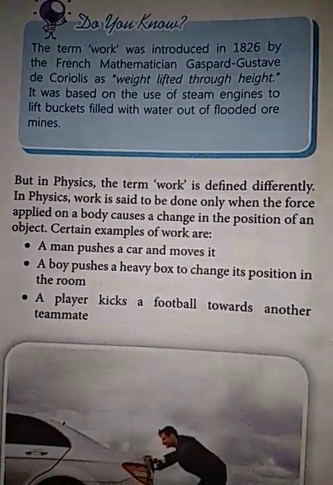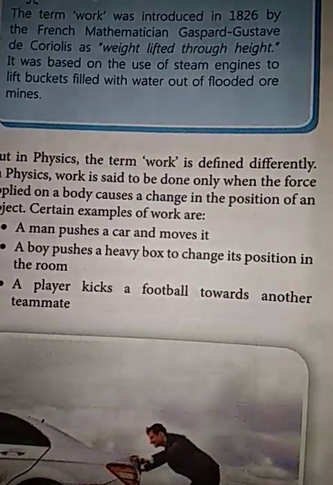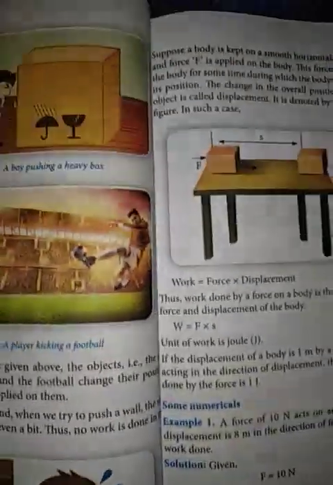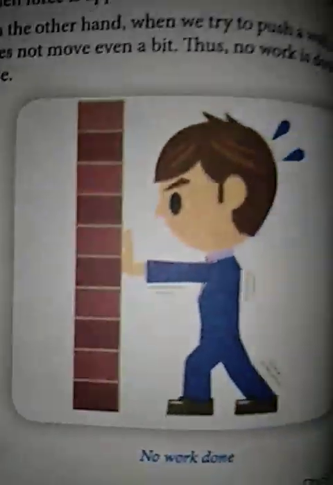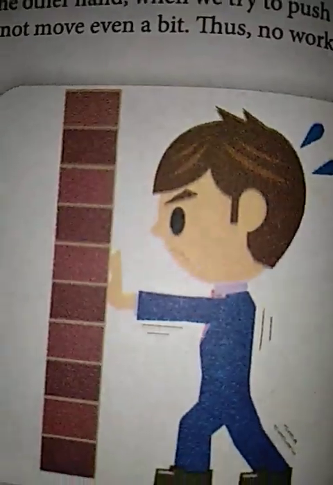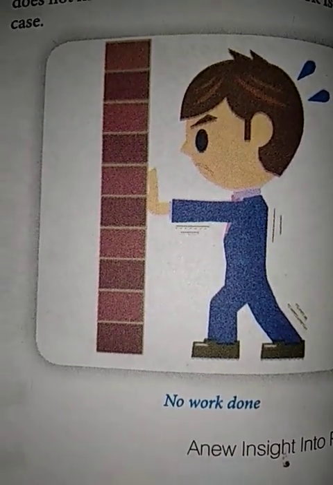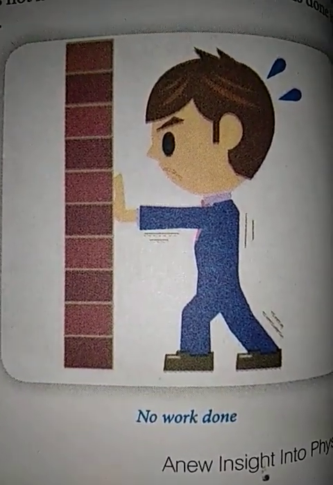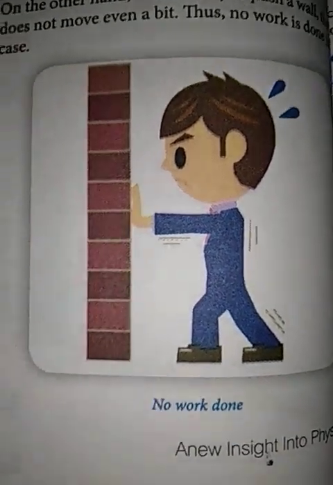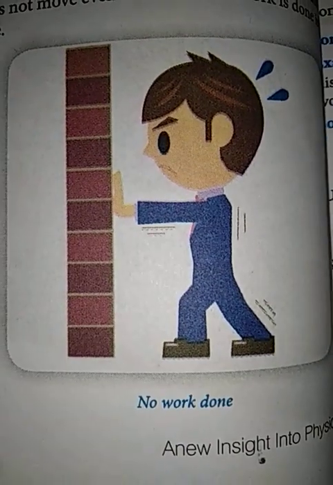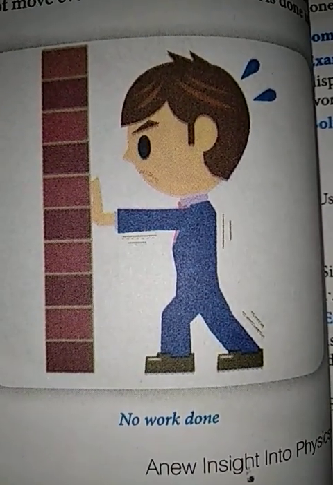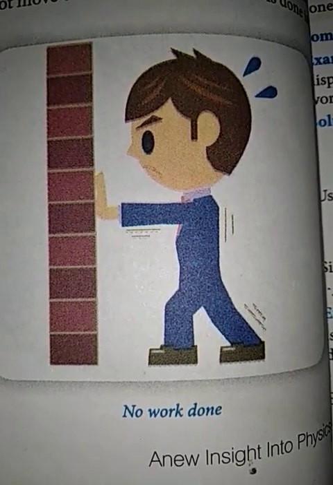So in the examples given above, objects, that is the heavy box and the football, change their position when force is applied on them. So we say that work is done. On the other hand, look at this figure: when we try to push a wall but it doesn't move even a bit, no work is done in this case. If we push a big wall, the wall doesn't move at all. We apply force on the wall, but the force does not displace the wall along the direction of the applied force. So no work is done in this case.